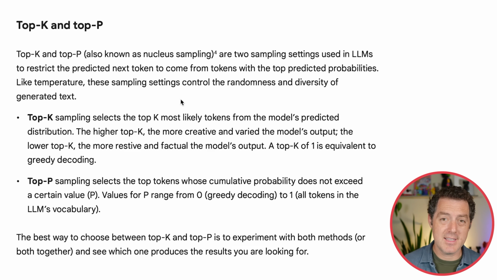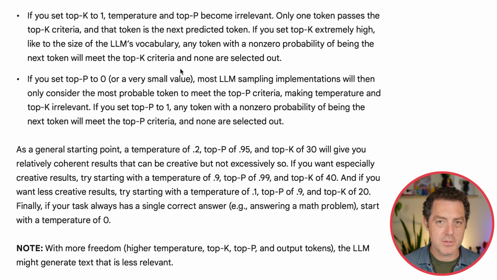Top P sampling is a way to limit the set of vocabulary that the model will choose from based on its cumulative probability. And don't worry if you don't understand that. Honestly, I rarely ever use top P. It's just good to kind of generally know what it does. So play around with those three settings.